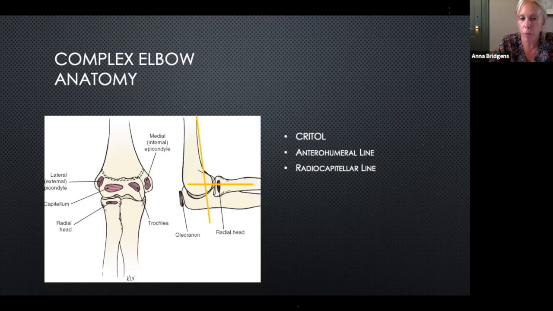That will give you an idea of what is normal and what's abnormal around the elbow x-ray. You can also use your anterior humeral line and your radiocapitellar line, which should intersect the capitellum. The anterior humeral line should be at the junction of the anterior and middle third of the capitellum.